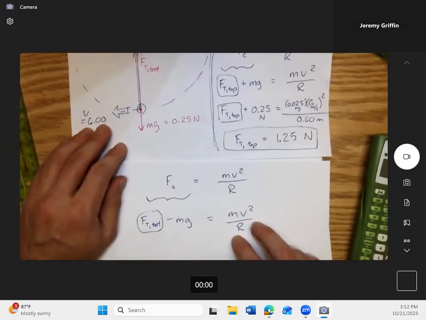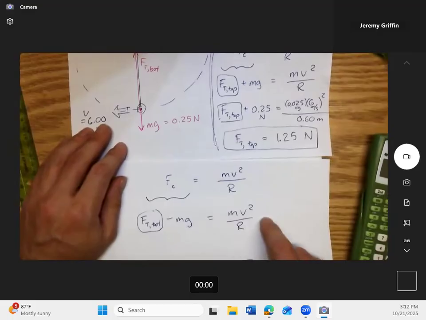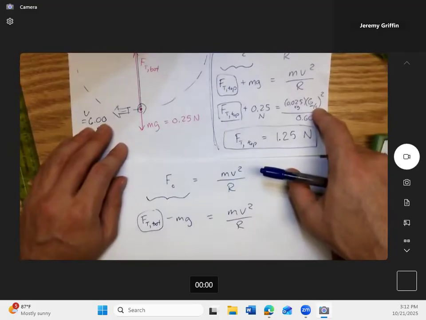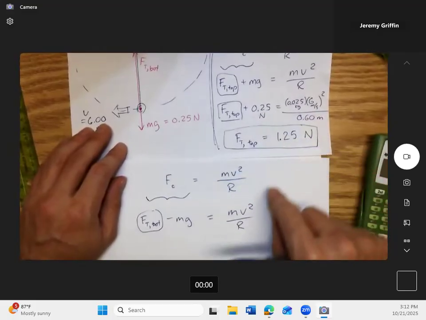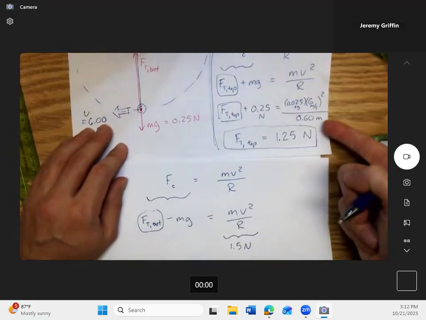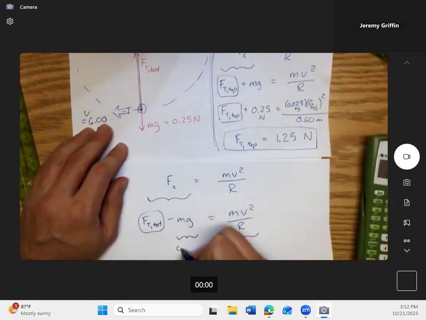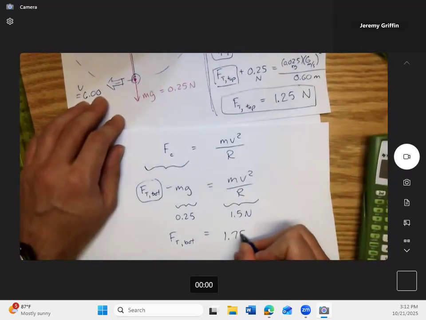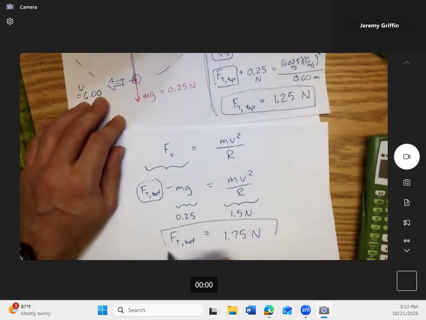Actually, I don't even need a calculator. You guys remember all this mv squared over r came out to 1.5 newtons, because we ran that before? And you know the weight is 0.25 newtons. What's the tension force at the bottom of the circle? 1.75 newtons. There you go.